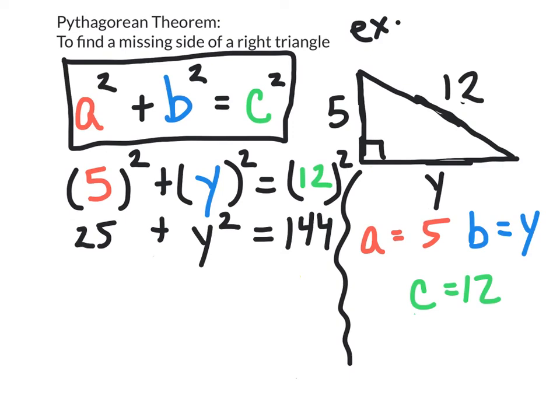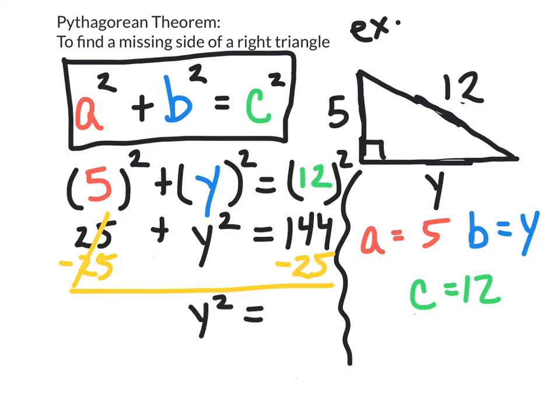I would like to get rid of that 25 in this scenario, and so I'm going to subtract 25 on the left-hand side, and whatever I do to the left, I also must do to the right. I'm going to go ahead and subtract 25 on that side as well. When I do that, the 25s cancel, and what I'm left with is y squared is equal to 144 minus 25. 144 minus 25 is going to be 119. Check my math on that real quick, but I'm pretty sure.